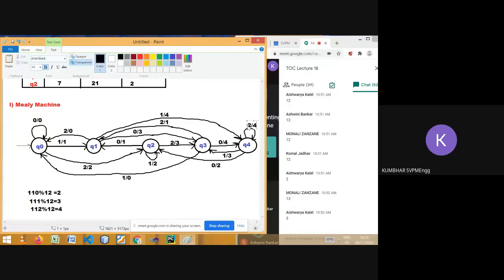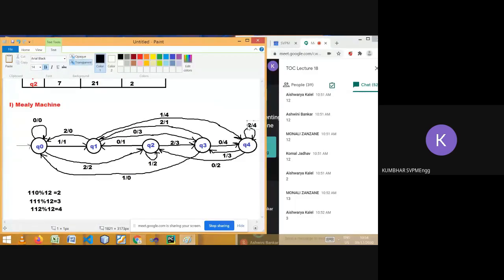This is the Mealy machine, which will print the residue modulo 5 for any given ternary number. Any number you input, it will check and always print a remainder. That remainder may be 0, 1, 2, 3 or 4. So do you agree this is the output machine?